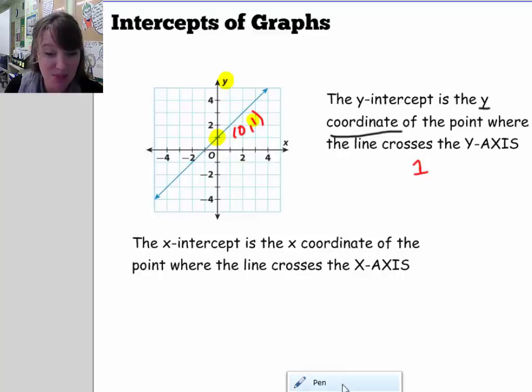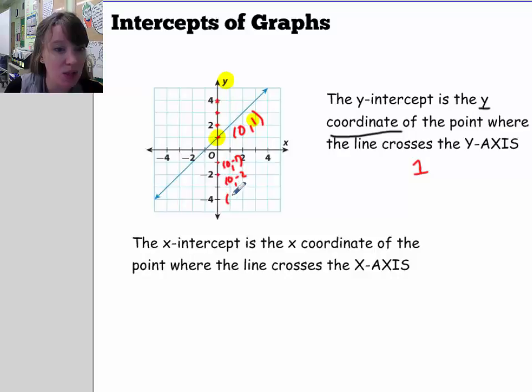That makes sense because if you think about it, what are all the x-coordinates of the points along the y-axis? The x-coordinates are all the same. The x-coordinates are all 0. So these points all have a different y-coordinate, but the x-coordinate is always 0. So it makes sense that we're only interested in the y-coordinate because the x-coordinate has already been determined. If I tell you the y-intercept of a line is 3, you know the line goes through the point (0, 3), for instance.